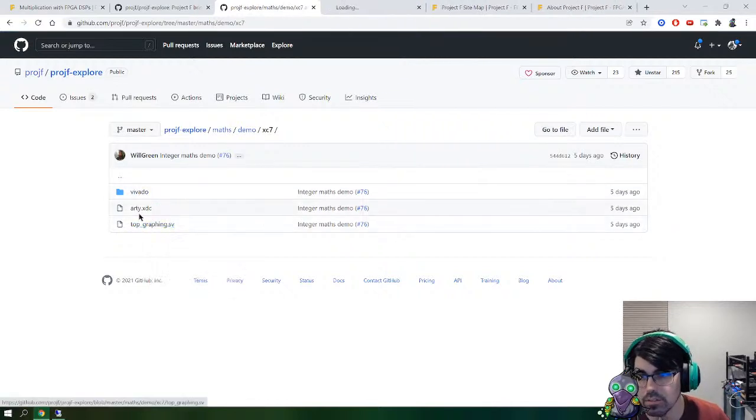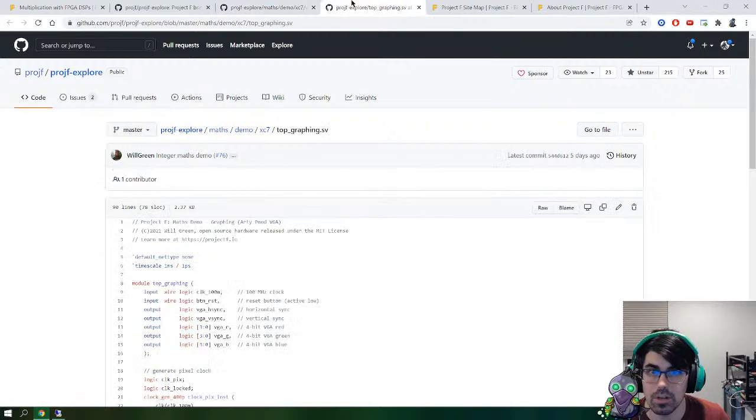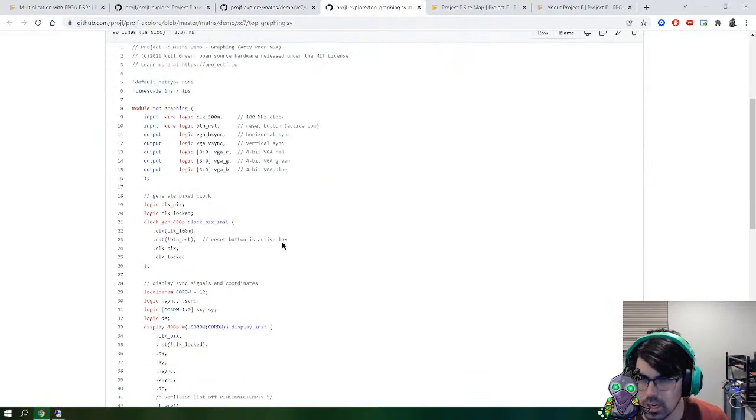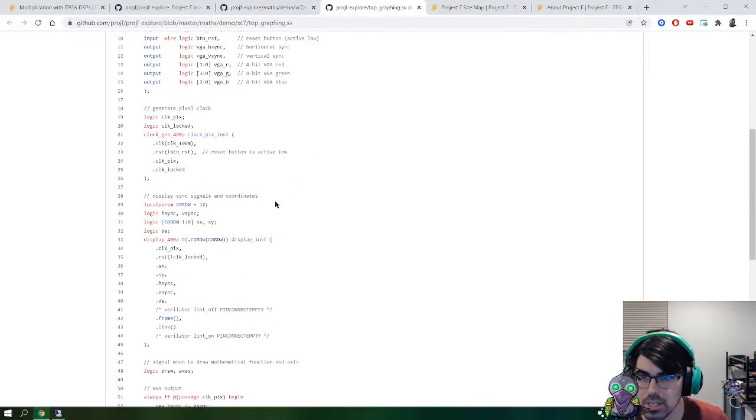Vivado, open graphing, Vivado, great project. Not a fan of Verilog. I wish I was more of a fan. I like VHDL better because I'm a terrible person. Don't ask me why. I don't necessarily think VHDL is better. I just like it better. I don't think I'm necessarily right on that decision.